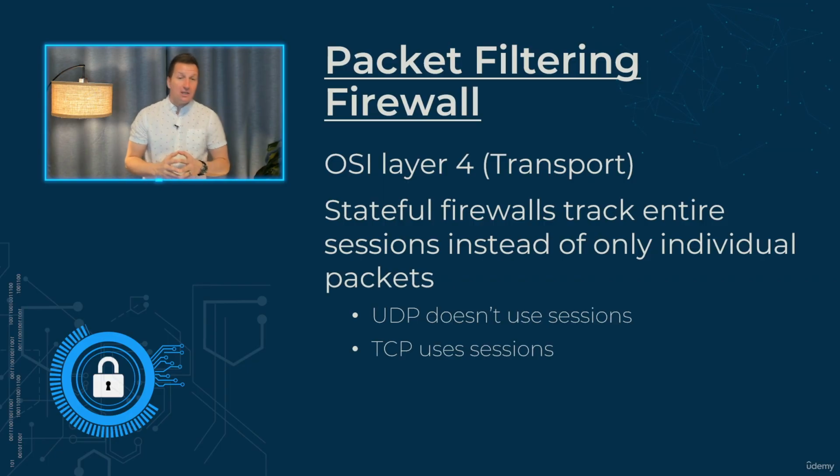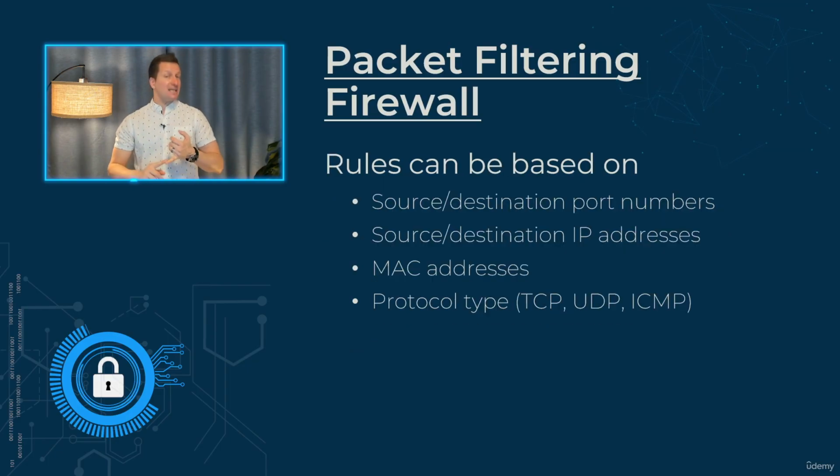So the rules that we build for a packet filtering firewall can be based on things related to Layer 4. We know that that means port numbers for a service, but also things in Layer 3, IP addresses, things in Layer 2, MAC addresses. You can also look at the type of protocol for the transmission, whether it's TCP, UDP, perhaps ICMP, for example, maybe it's ping traffic.